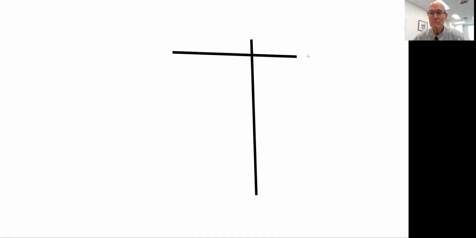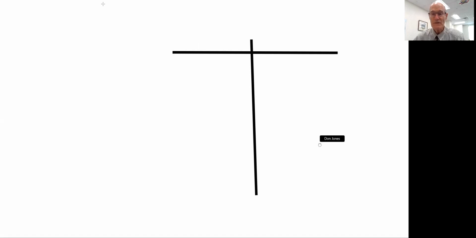So if you look in your book, on page 143, there's an example of the proof there that I'll go through with you. We set up our statement and reason chart. And notice we have a picture here.